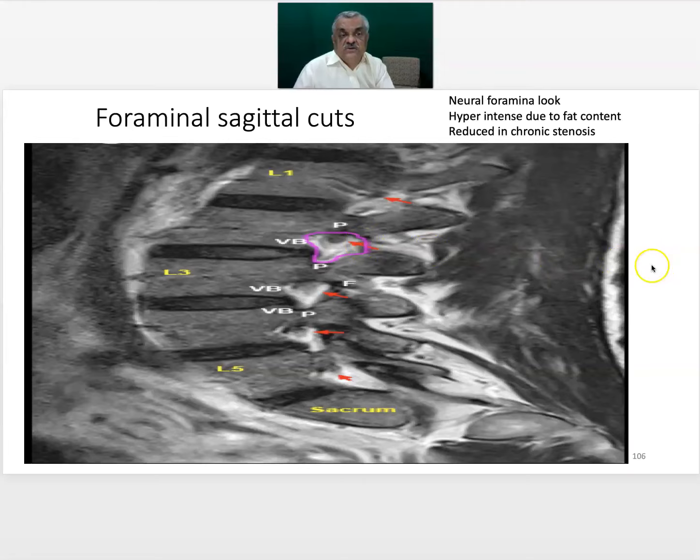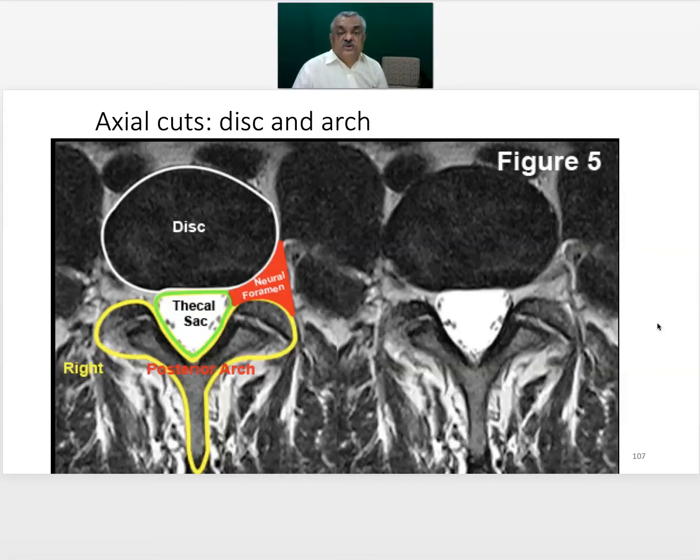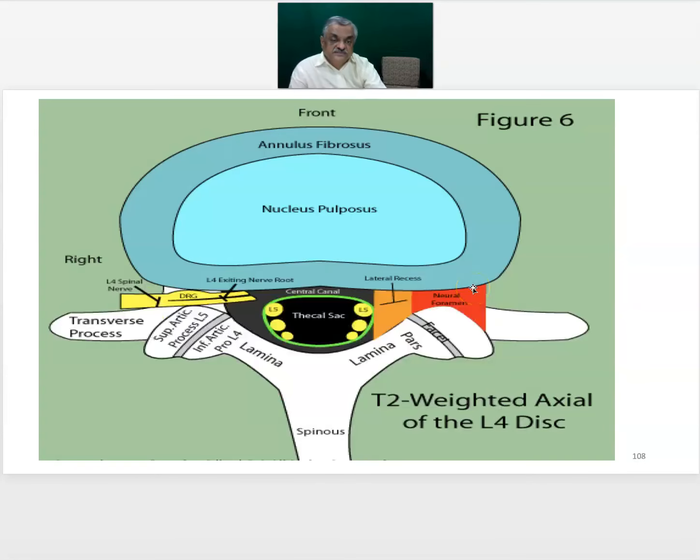So we have to look also for the hyperintense fat, and this fat is reduced in cases of chronic stenosis. Then this is a cut where we see very clearly the facet joint. This is at the disc level cut. There is the loss of concavity. There is the thecal sac. There is the neural foramen from here right up to here, and this could be called as a foraminal area. For herniations, there is foraminal, there is extraforaminal, there is paracentral, there is central.